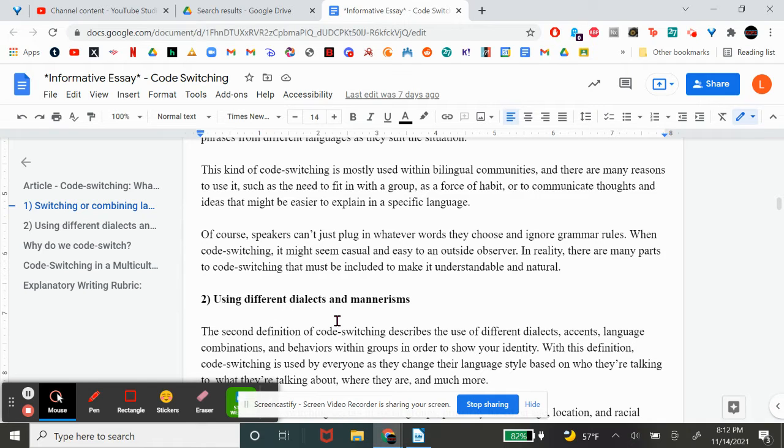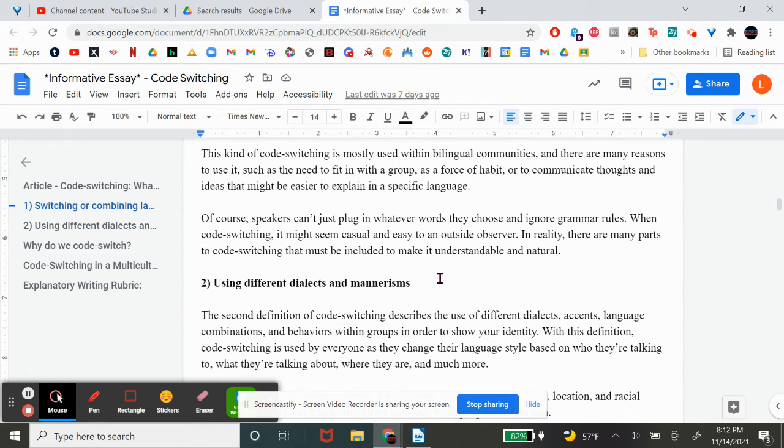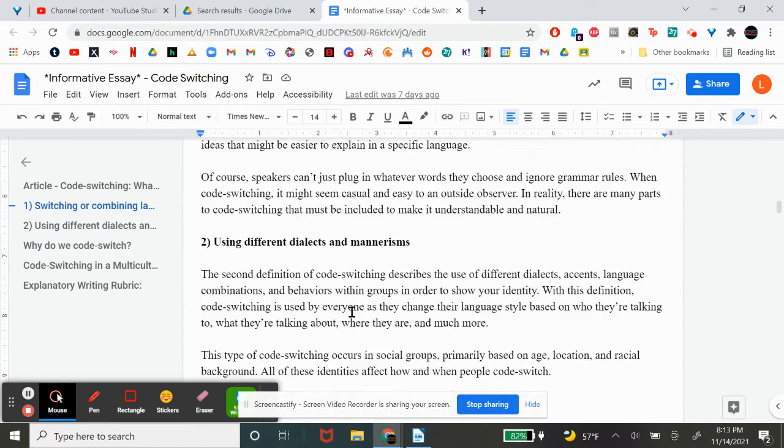Of course, speakers can't just plug in whatever words they choose and ignore grammar rules. When code switching, it might seem casual and easy to an outside observer. In reality, there are many parts to code switching that must be included to make it understandable and natural.